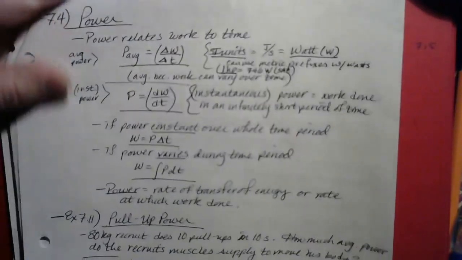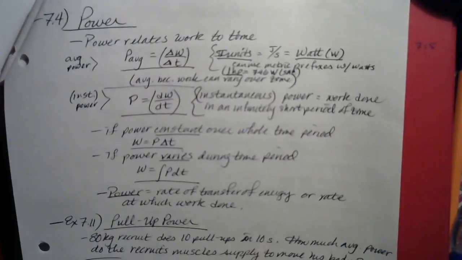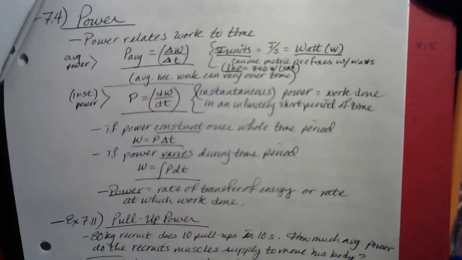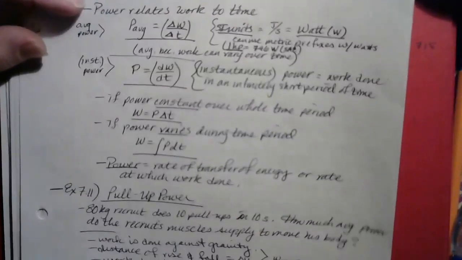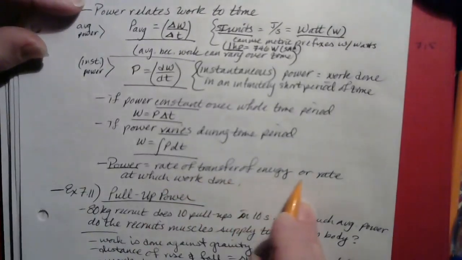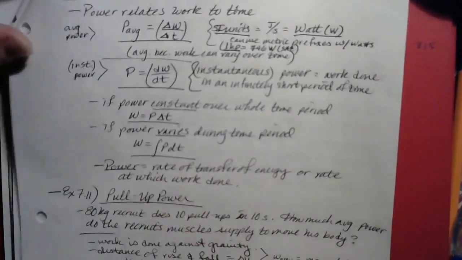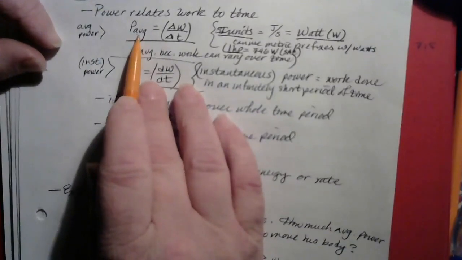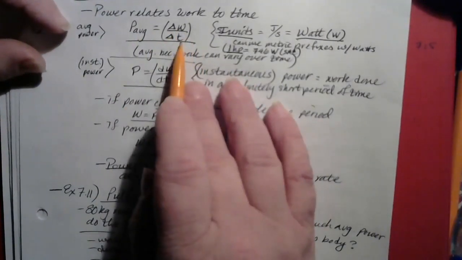The final section of the chapter is on power. And power is basically the rate of transfer of energy, or the rate at which work is done. And when we say rate, we mean with respect to time. So the average power would be change in work over change in time.